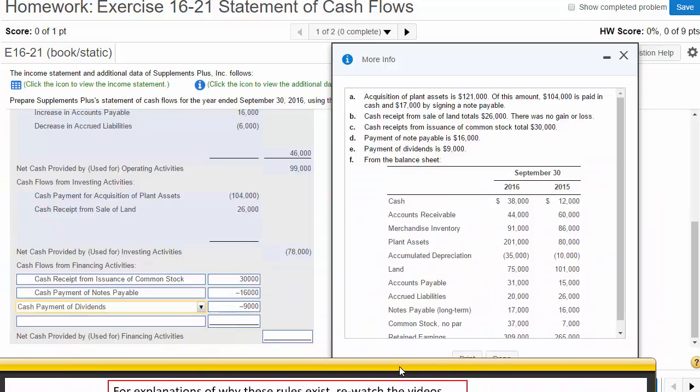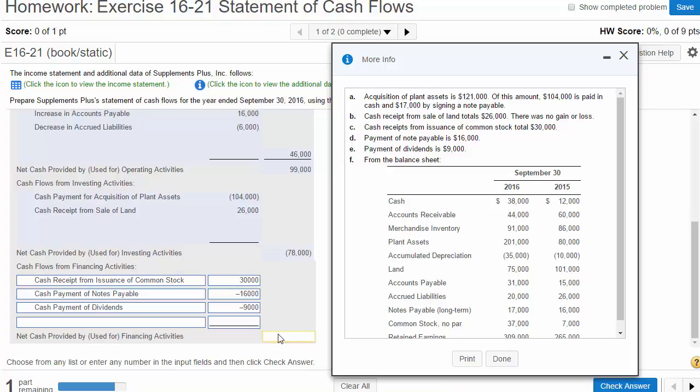And then that's it. So what we're going to do is sum these, and we should get a positive $5,000. So that means from their financing activities, they have $5,000 of net cash flow.